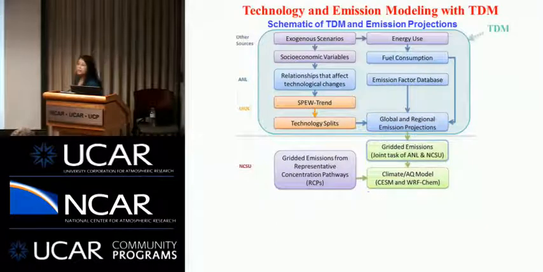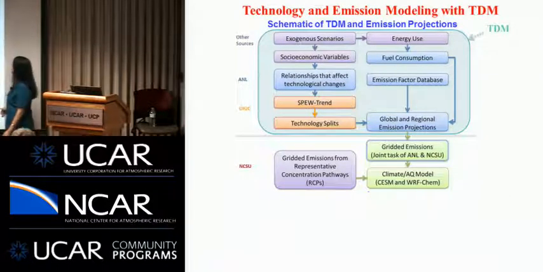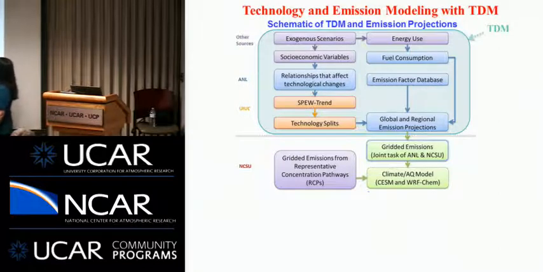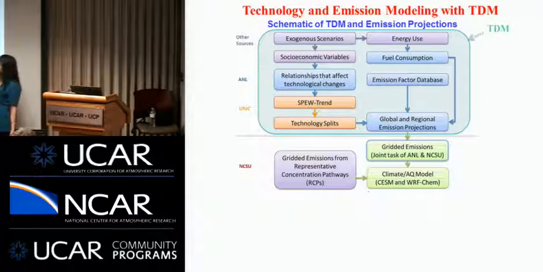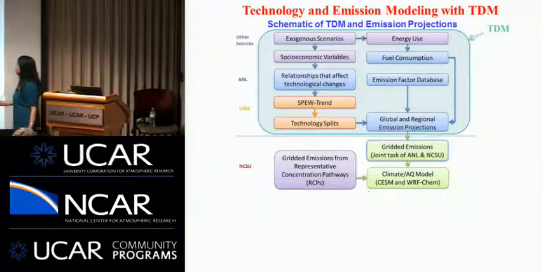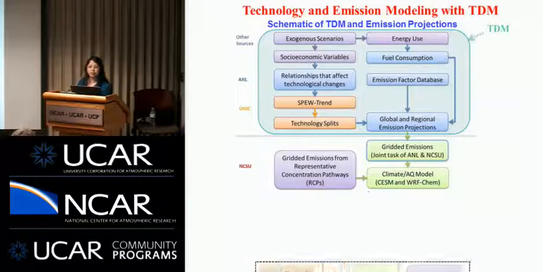This is the schematic diagram showing how we built this technology-driven model. Traditionally, projected emissions are produced by considering fuel consumption and emission factors, which are indicated by the blue arrow here. The new element in this model is the dynamic consideration of changes, in particular explicitly simulating the technology split in considering its relationship with socioeconomic variables. Such a relationship is key to understanding how future technology and energy use will change.